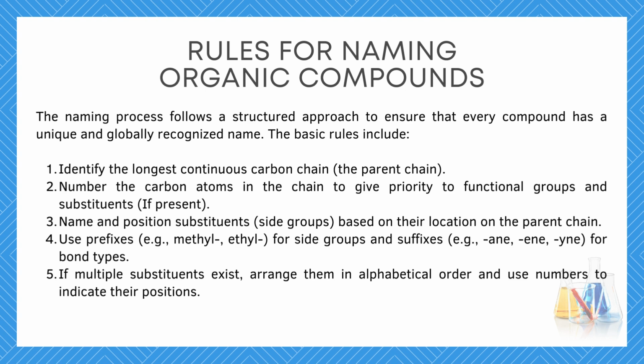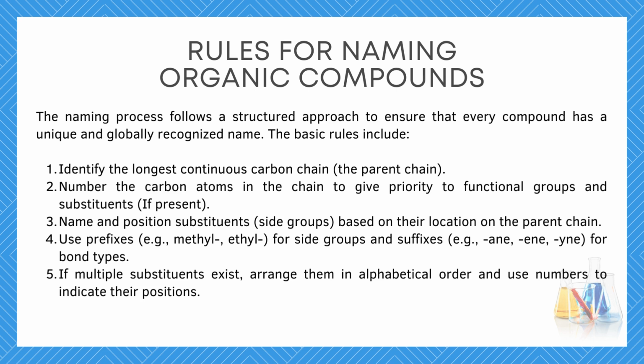So now we've come to the main and the interesting part of what we have for today. There are certain rules for naming organic compounds. The naming process follows a structured approach to ensure that every compound has a unique and globally recognized name. Here are the basic rules. Number one, to name an alkane, because today we're going to be focusing on alkanes only so we can take it step by step, identify the longest continuous carbon chain. That longest continuous carbon chain happens to be your parent chain.